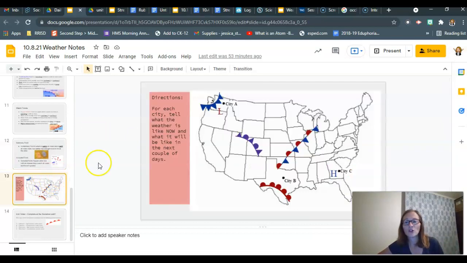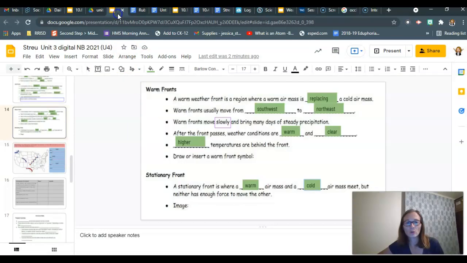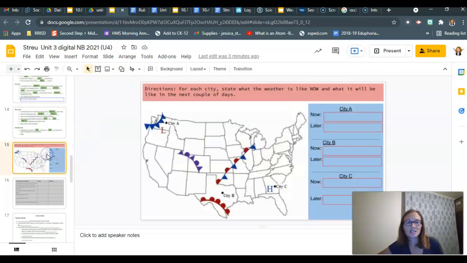All right, the last thing that we're going to do is in your digital notebook, you are going to complete slides 15 and 16. I'm going to help you a little bit with slide 15 because we've never done this before. Okay, it says for each city, state what the weather is like now and what it will be like in the next couple of days. So we have to look at the direction that the fronts are moving and at the pressures that are currently there. Okay, so city A is up here on the top left corner.